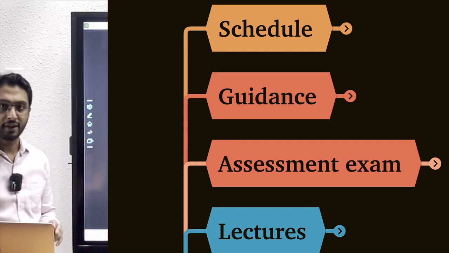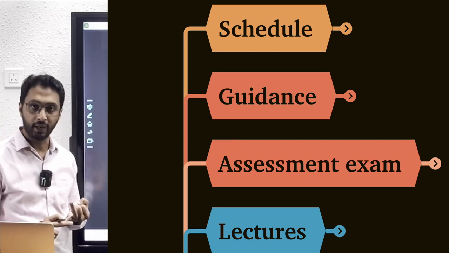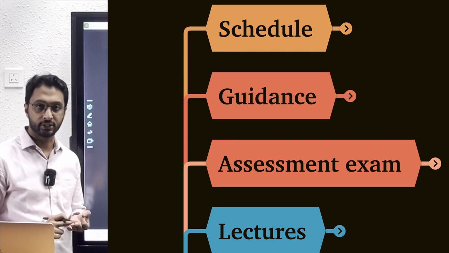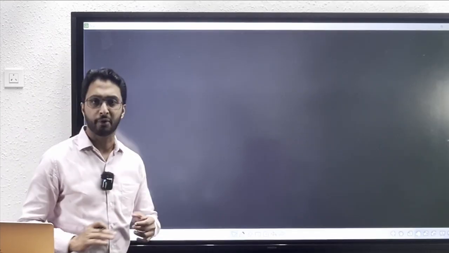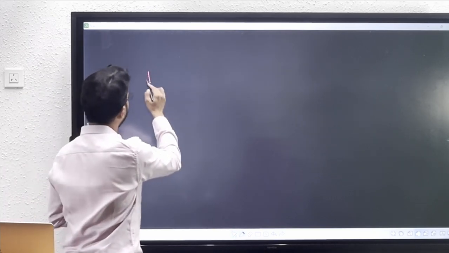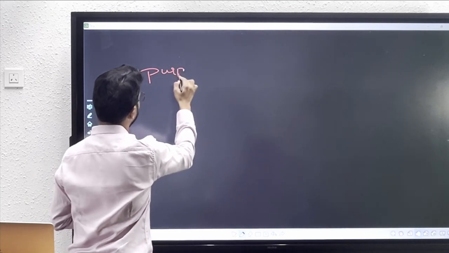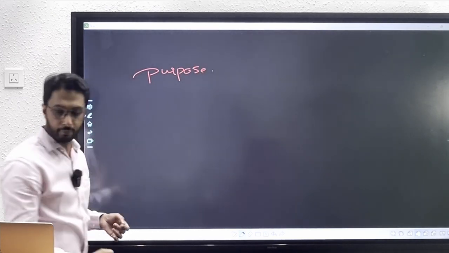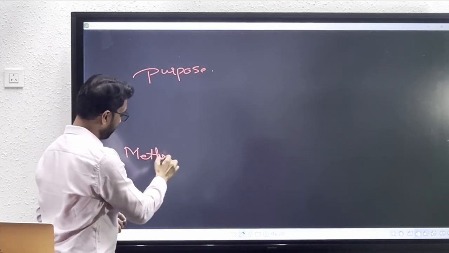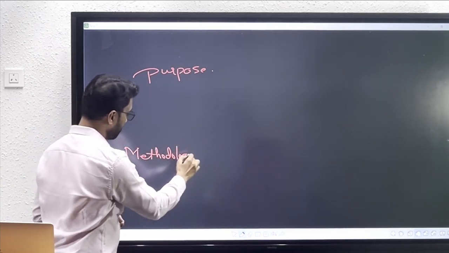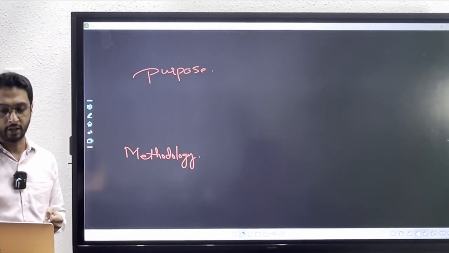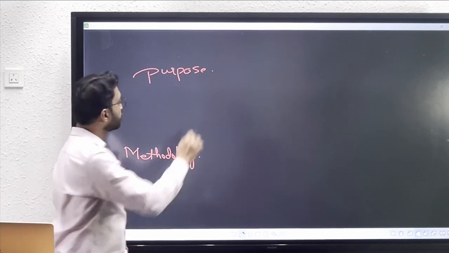So as you could see, we have done the schedule part, we have done the guidance part, we have done the assessment part. Next we are going to come to the lectures. Now it's very important to understand what the purpose of the lecture is and how it is being done. There are 2 things to discuss on lectures. One is the purpose and the second is the method, the methodology.